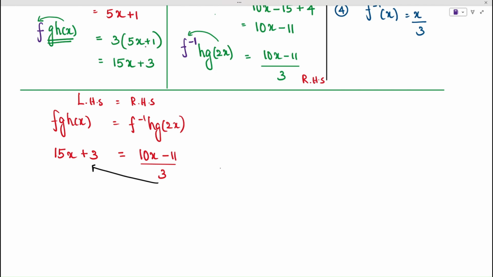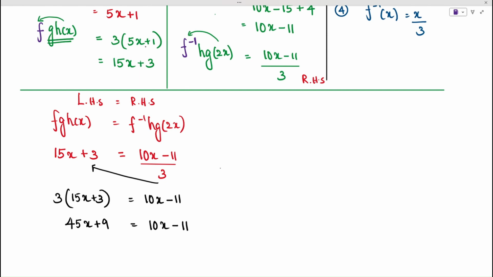So we move our 3 to the left-hand side of our equation. So we have 3 times 15x plus 3, and this is equal to 10x minus 11. We're going to expand the brackets on our left-hand side. 3 times 15x is equal to 45x, and 3 times 3 is equal to 9. So we have 45x plus 9 is equal to 10x minus 11.